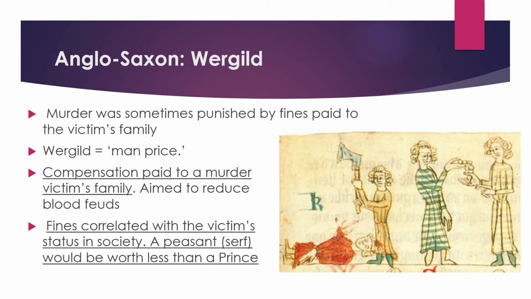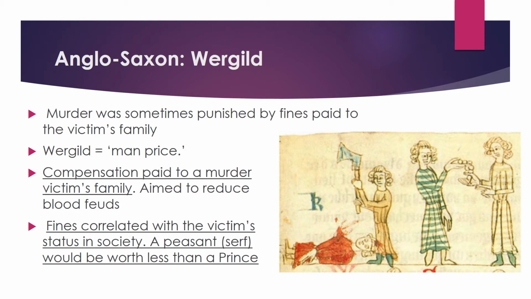The idea is they're trying to stop that by just saying, yes, a murder has happened, here is the money as compensation for that person's life. The fine directly correlated with the victim's status in society. So a peasant or a serf, their life was worth less, so therefore the fine you paid was lower. Whereas if you kill someone high up in society like a prince, the fine would be much higher.